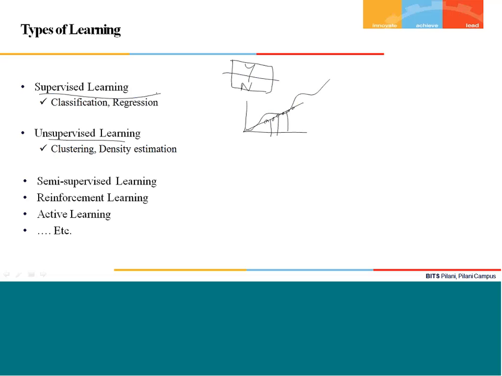How is supervised learning different from unsupervised learning? In supervised learning, we have a data set and we have a label. But in unsupervised learning, we don't have labels. We only have data that is not labeled.